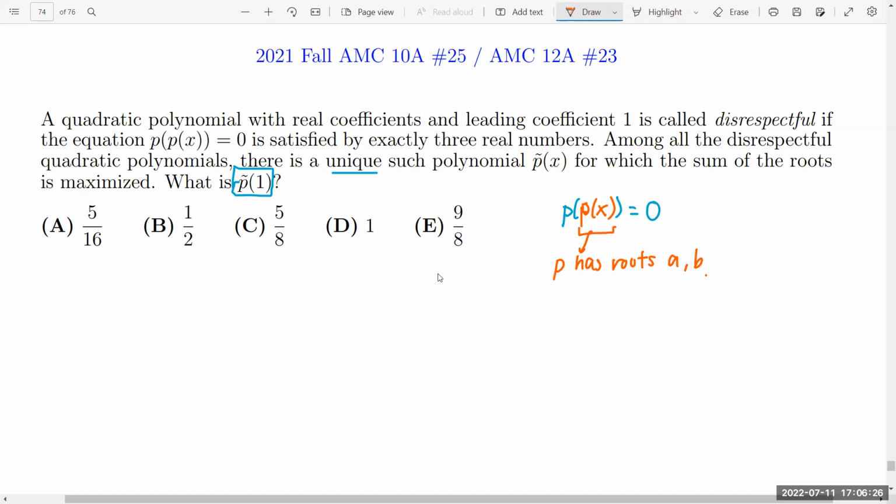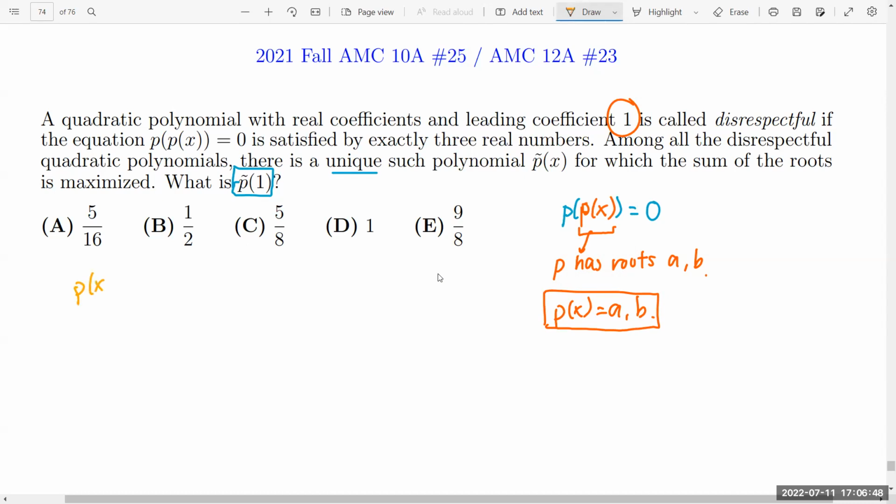So now that p has roots a and b, that means p of x has to equal a or b in order for p of p of x to be 0. That's our main claim here. Also, if p has roots a and b, we can find exactly what p is, because we also know the leading coefficient is 1. So let's work that through.